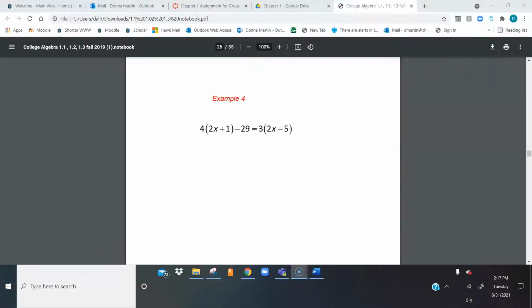Take yourself a moment and jot down example 4. Step it up a notch and add some grouping symbols. For example 4, it's still a linear equation. It still just has one variable, and our goal is to collect our linear terms on one side and our constant values on the other so that it will be solvable. This says 4 times the quantity 2x plus 1 minus 29 equals 3 times 2x minus 5. You can pause your video if you need to.